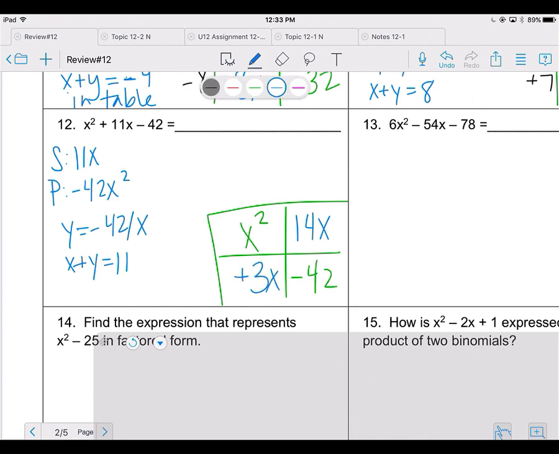So x and 3x share an x. 14x and 42 share a 14. Oh, sorry, my 14 is negative. Nope. My 3 is negative.